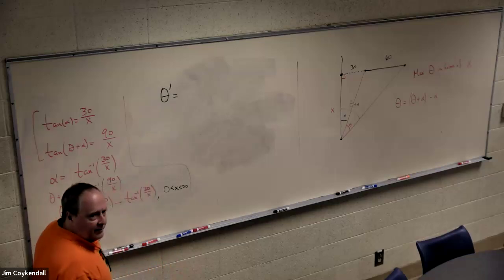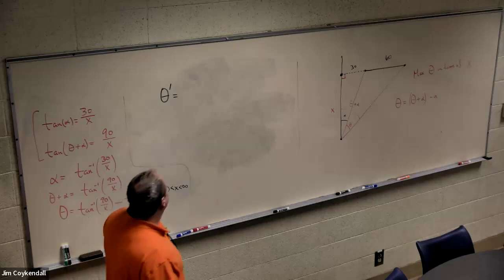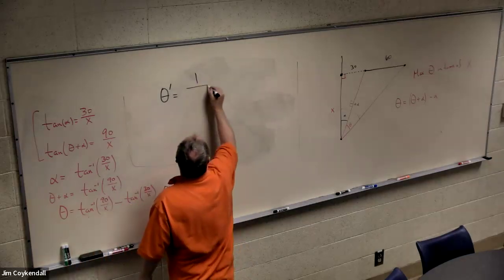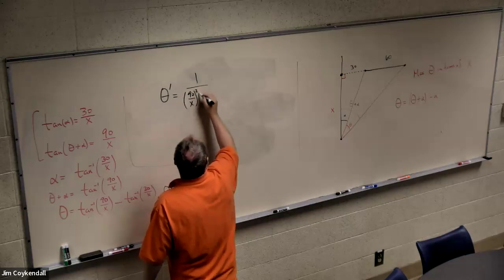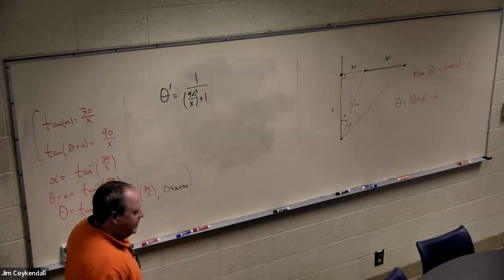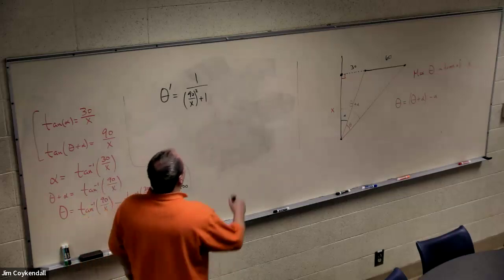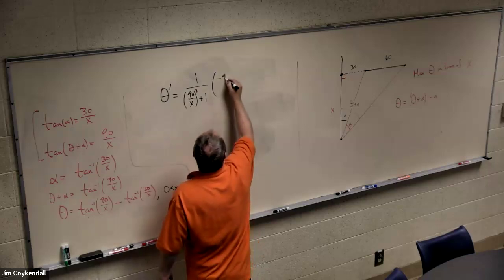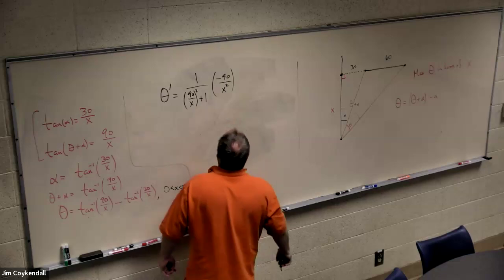What's the derivative of the inverse tangent of blob? Right. One over blob squared plus one. But I'm not done. I've got to multiply by the derivative of blob. Now, the blob here is 90x to the minus 1 power. So its derivative is minus 90x to the minus 2. It's all right that way.